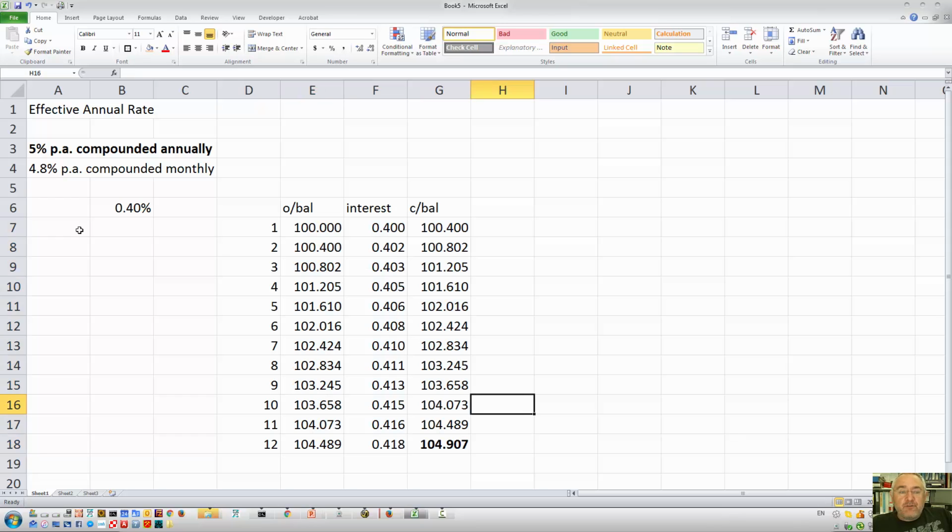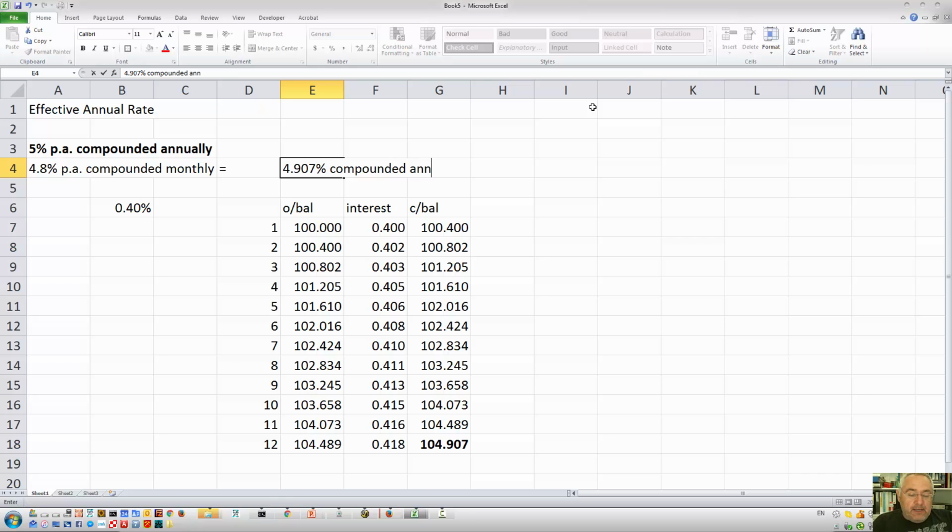So what's our effective interest rate? 4.8% compounded monthly. Well, after a year, it's like I've earned 4.907%. So 4.8% compounded monthly equals 4.907% compounded annually. So which rate is better? It's still the 5%. I didn't work this out in advance, so that's why I made it 4.8, because I figured, hey, who knows? This one might work out bigger.